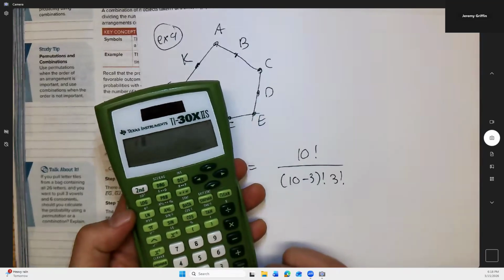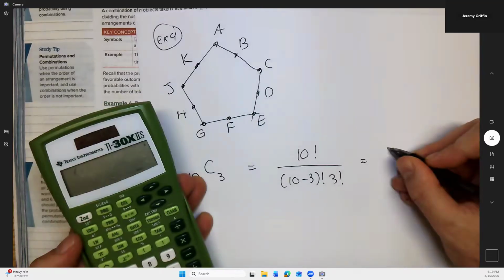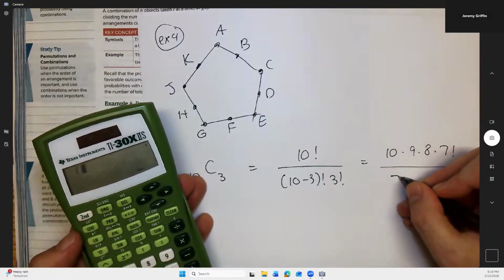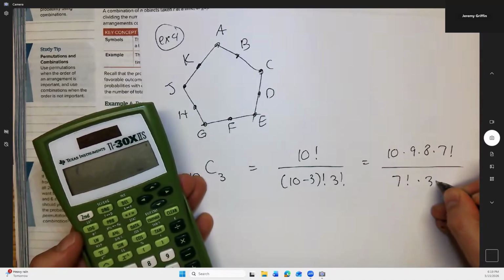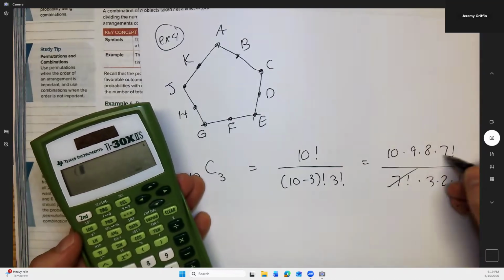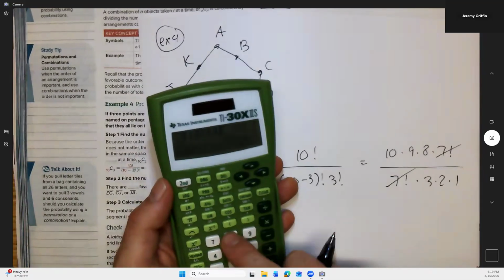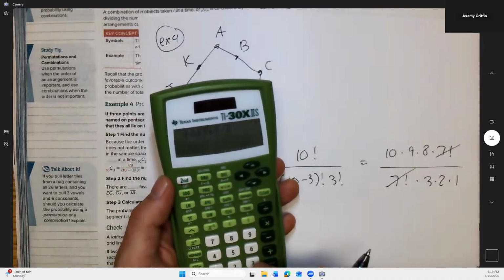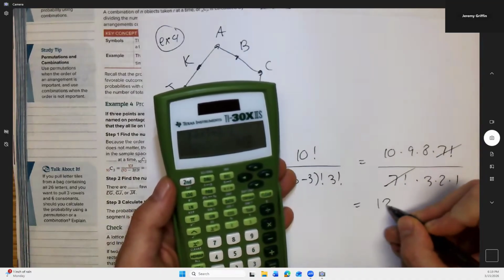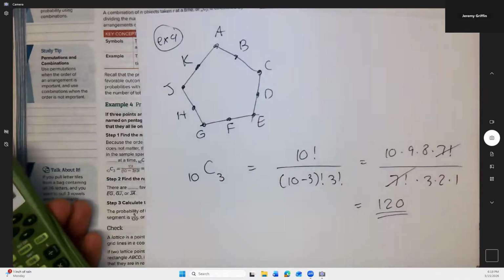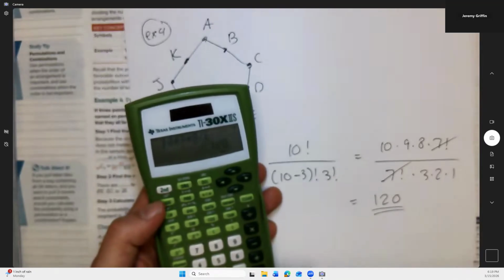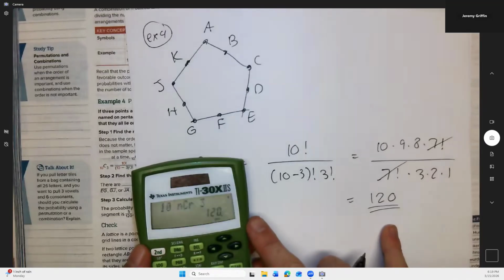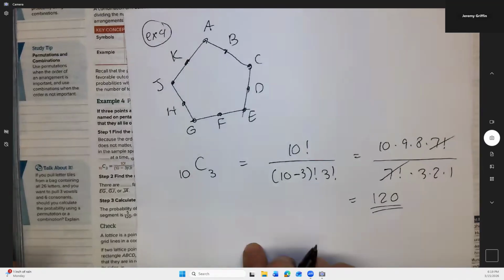So let's go. Here, this is 10 times 9 times 8 times 7 factorial. 10 minus 3 is 7, and that's factorial. And then 3 factorial is 3 times 2 times 1. Maybe that's a better way to look at it. So 10 by 9 by 8, and then 3 times 2 times 1 is 6, so I'll just do that. So there are 120 different ways to choose any 3 points. And I can confirm that too by doing 10 nCr 3. It's the same number right there. Same thing. But that doesn't quite answer the question yet.